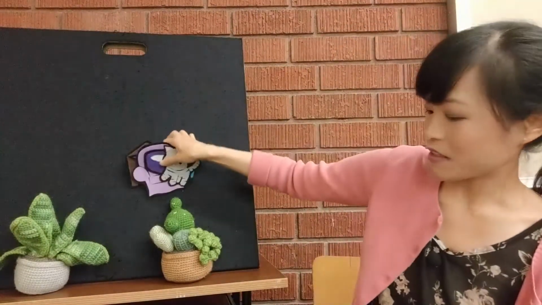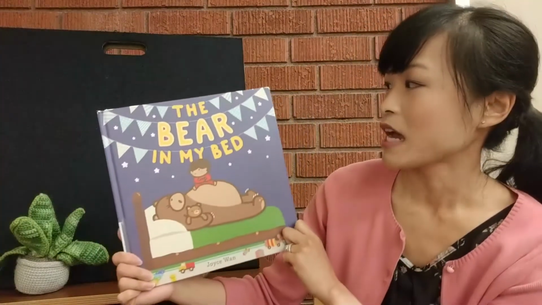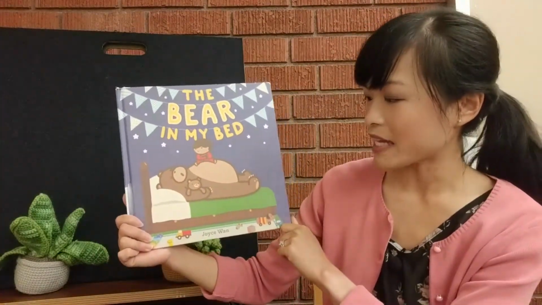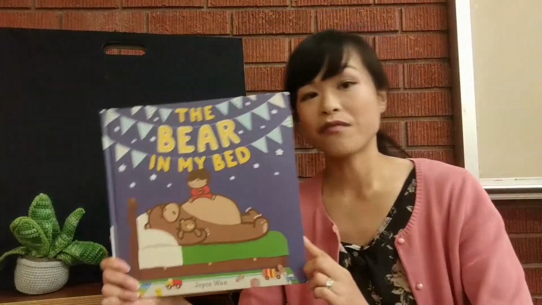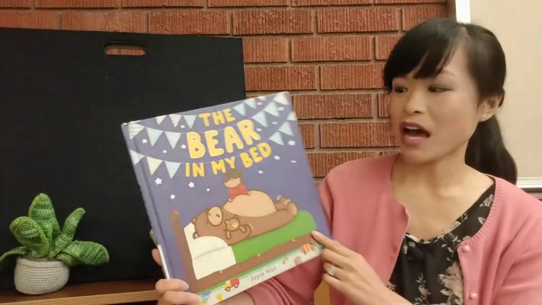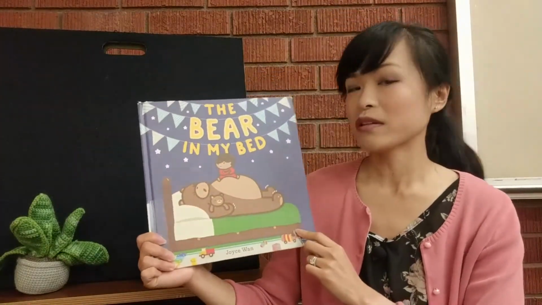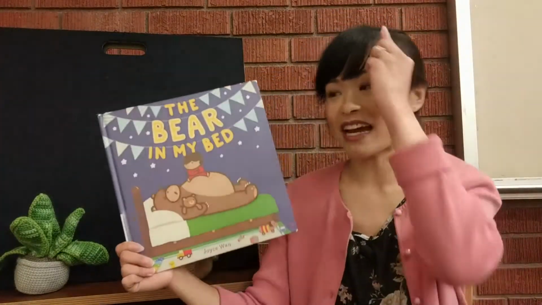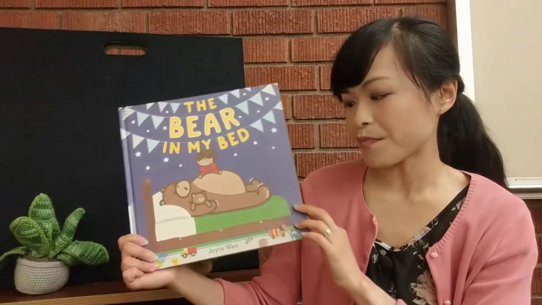Right. So now I have another story to share about a different animal and a different bed and a different kind of problem. This one is called The Bear in My Bed, and it's by Joyce Wan. A few weeks ago, I shared a book about the whale in my swimming pool, in our Splish Splash story time. So this one is the follow-up book.